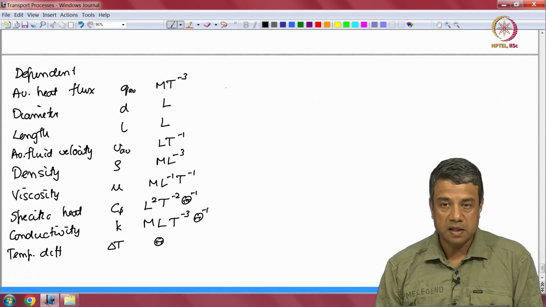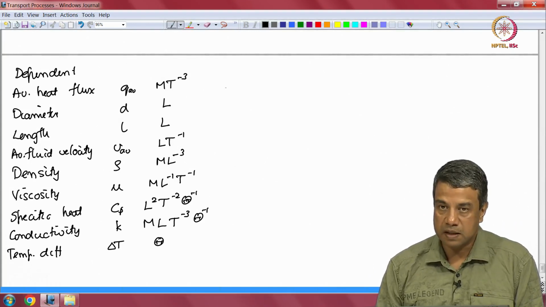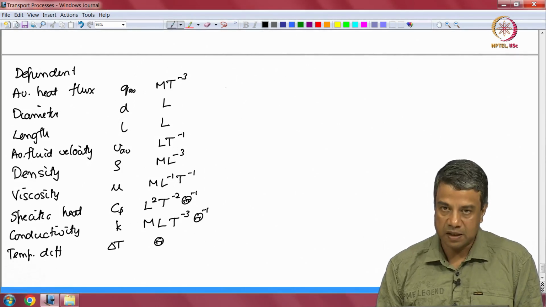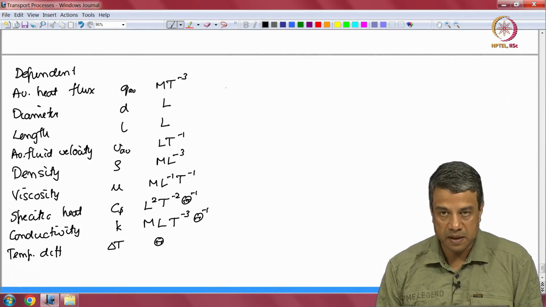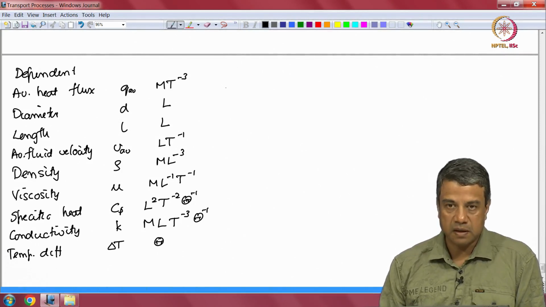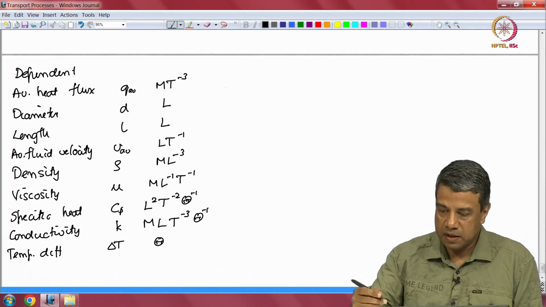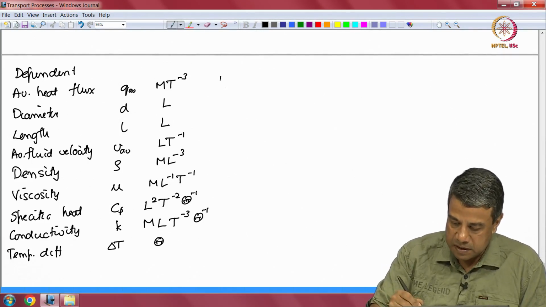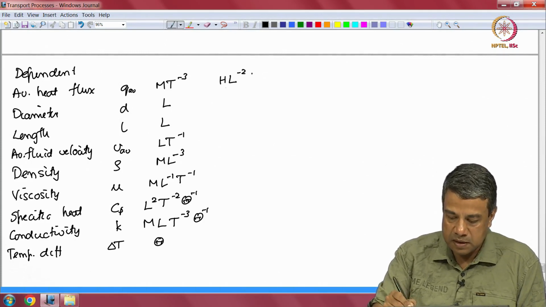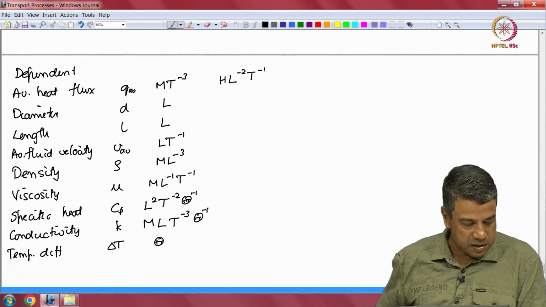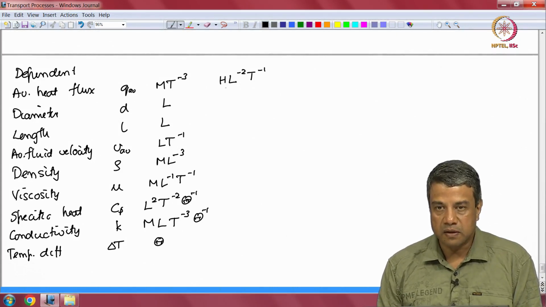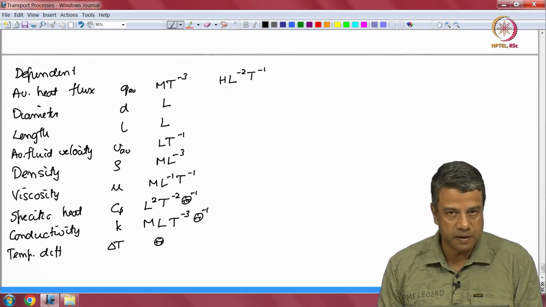Now, I want to make a distinction between thermal energy and the mechanical energy. The velocity, the density, the viscosity are all related to mechanical energy. Therefore, their dimensions remain as they are. The average heat flux is a thermal energy per unit area per unit time. If I use a dimension of thermal energy as H, the thermal energy per unit area per unit time has dimensions H L power minus 2 T inverse. So, I have introduced this additional dimension relating to the thermal energy.